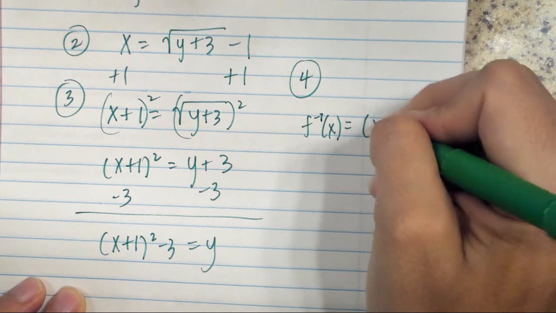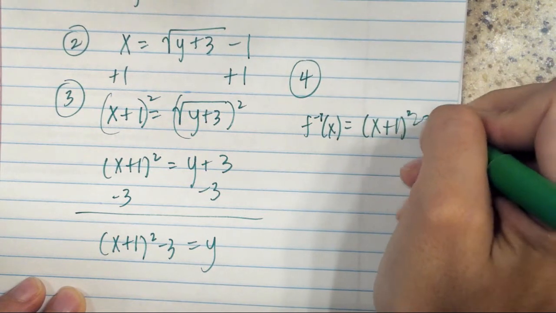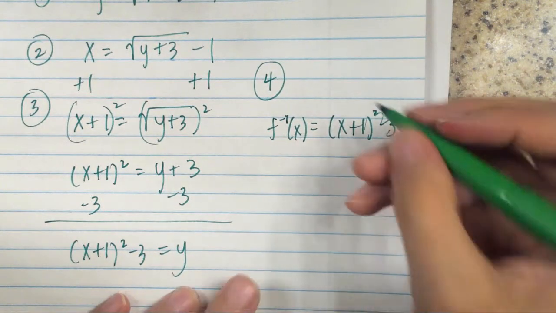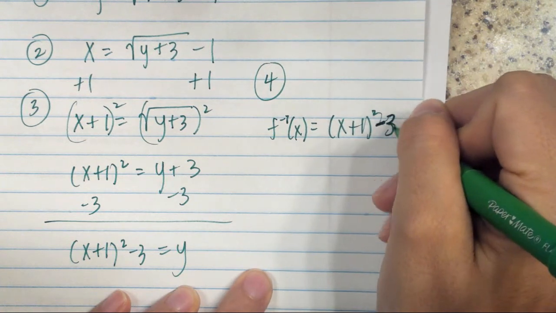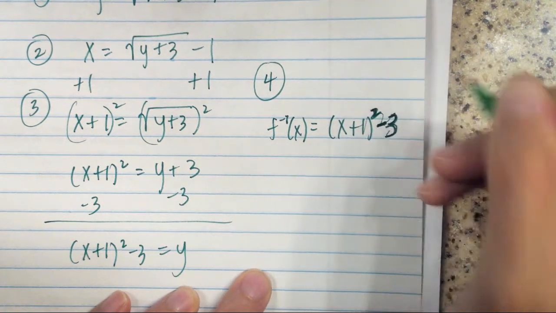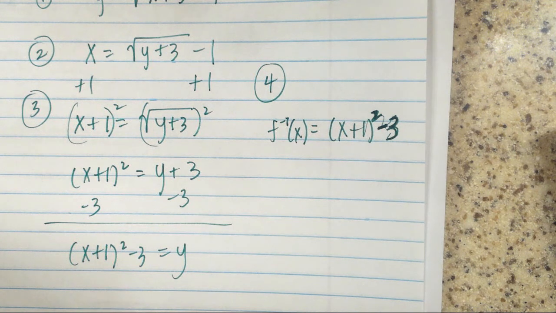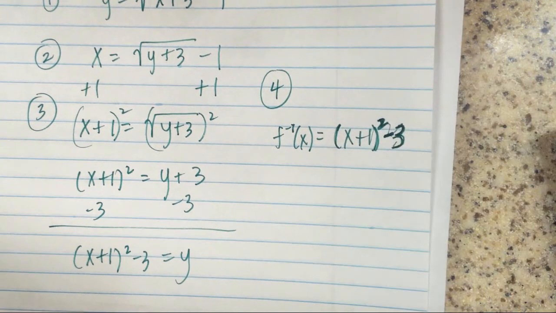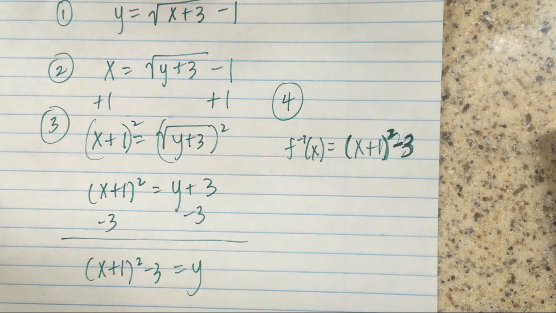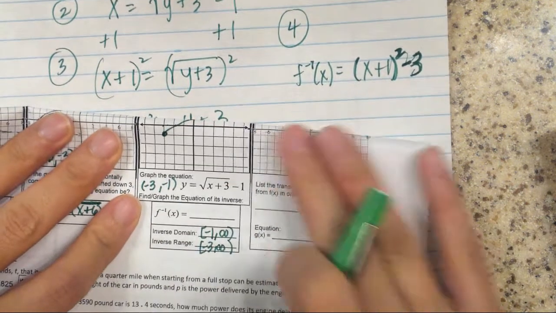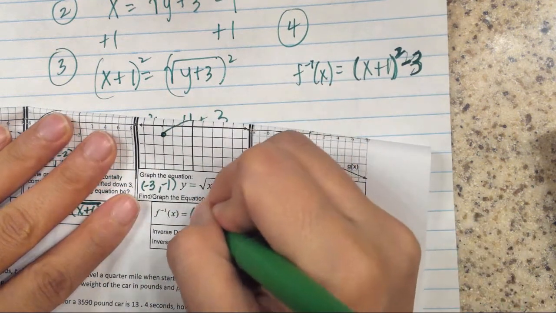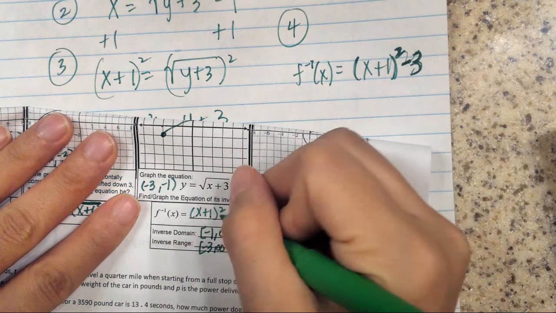So you get x plus 1 squared minus 3, which makes sense because the inverse of a square root function is going to be a parabola, a square function. So that's it. That's your equation. I'm going to go write it in my answer box. So right here, I'm going to get x plus 1 squared minus 3.